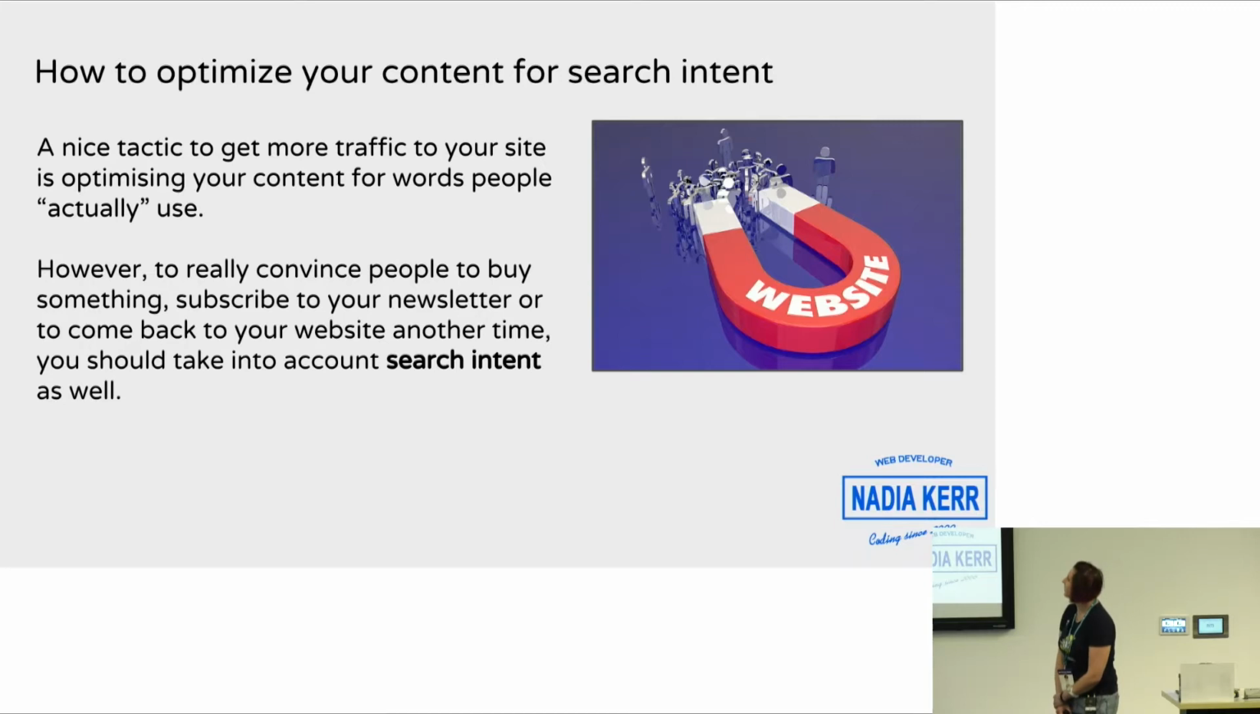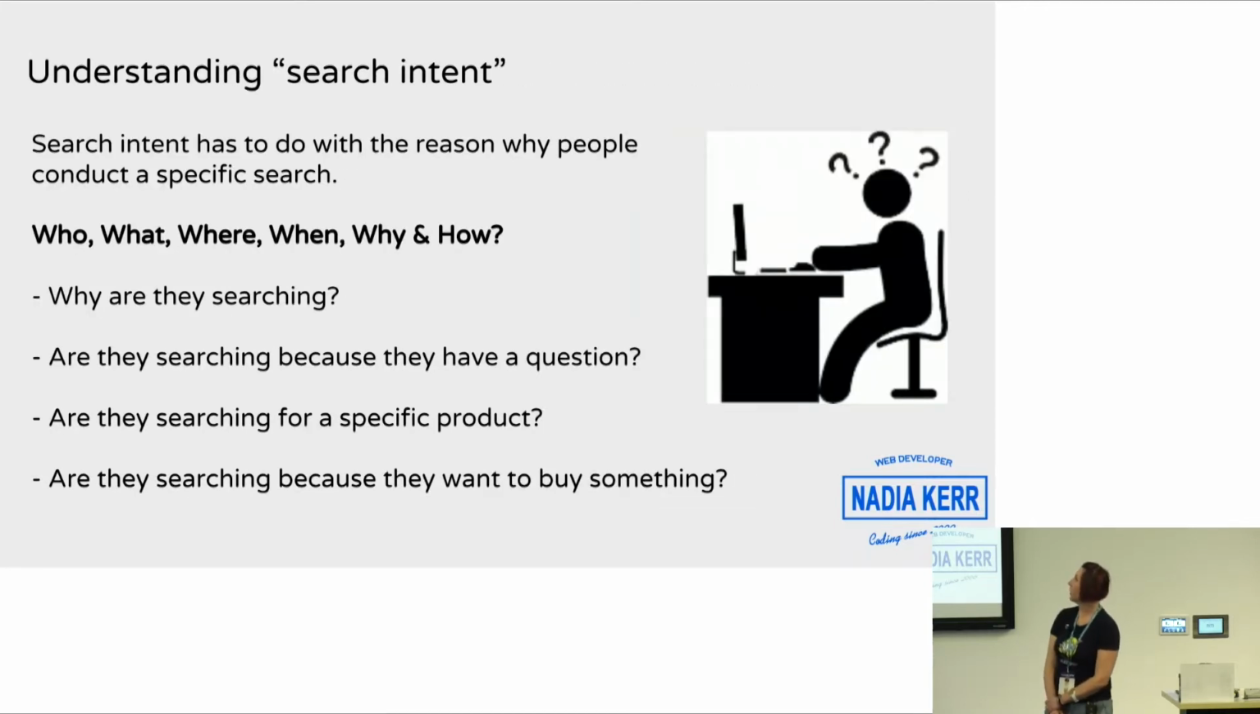So search intent has to do with the who, what, where, when, why, and how. So why are they searching on your site? What are they searching for? Did they come because they're asking a question? Is it because they're after a specific product? Are they searching because they want to buy something? So you've got to think about what keywords, phrases, and information they've searched to come through to your website.